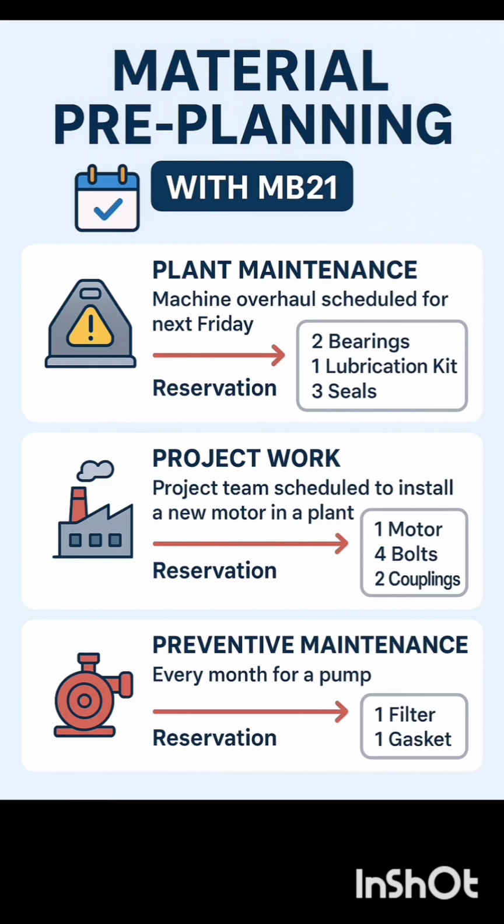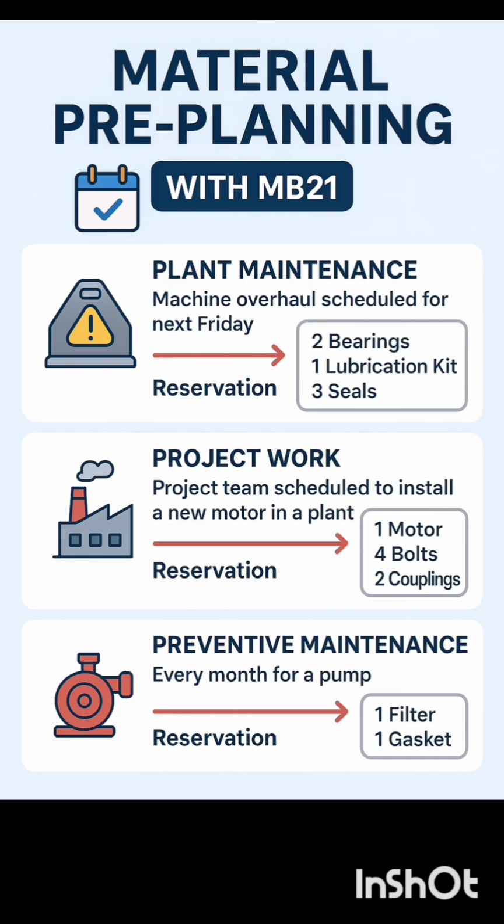MB21 is used for material pre-planning. Many maintenance and production activities require materials to be available on a specific date. With MB21 create reservation, planners can reserve materials ahead of time, ensuring that they are not consumed by other departments.